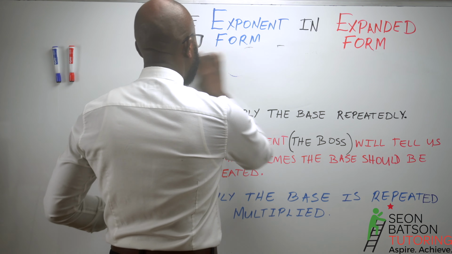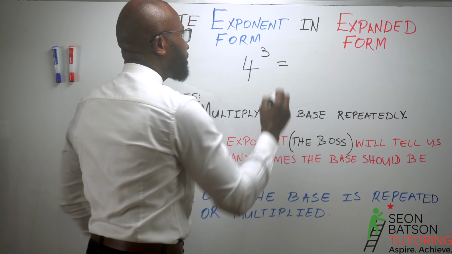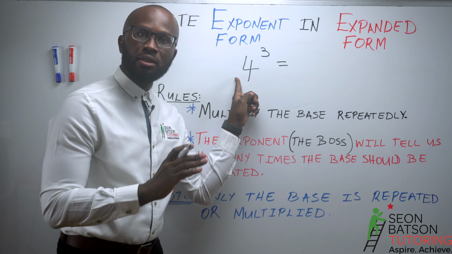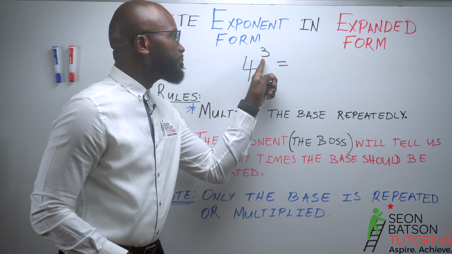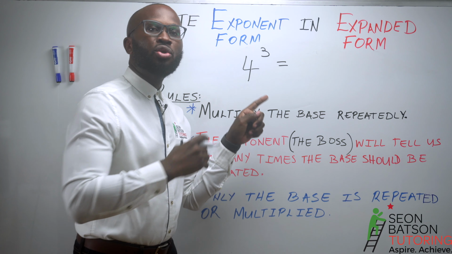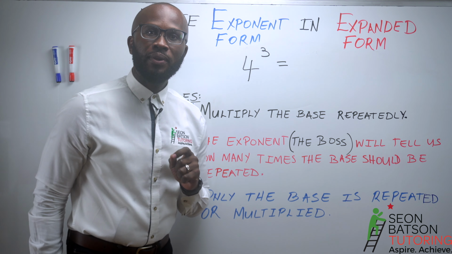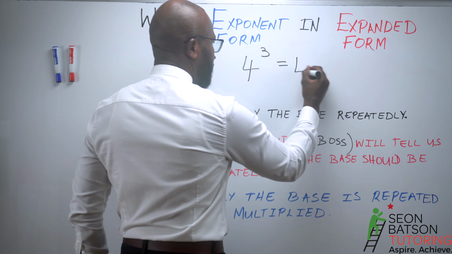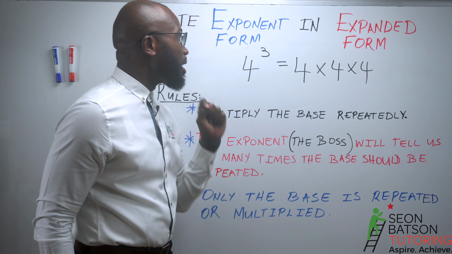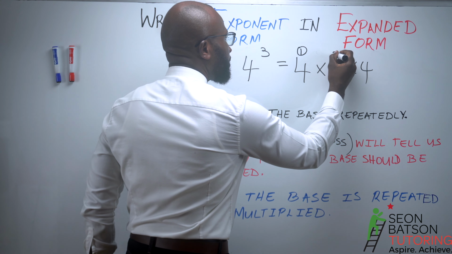Let's go to our first example here. So we want to write 4 to the 3rd power in expanded form. Remember the plan. We will simply multiply the base by itself repeatedly. The exponent will tell us how many times the base should be repeated. So in this example, our base is 4. So the 4 will be repeated. How many times should the 4 be repeated? Well, since the exponent is 3, the 4 should be repeated 3 times. So simply 1 4, 2 4s, 3 4s. That's it. So 4 to the 3rd power is equal to 4 times 4 times 4. Yes? The exponent is 3, so the 4 was repeated 3 times.